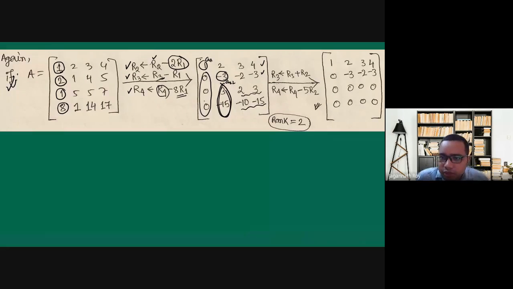So here what we are seeing is that there are two zero rows. Since the number of non-zero rows of this matrix, suppose this is called B matrix, is 2, the rank of B is equal to 2. So this is how we will find out the row echelon form of any given matrix.